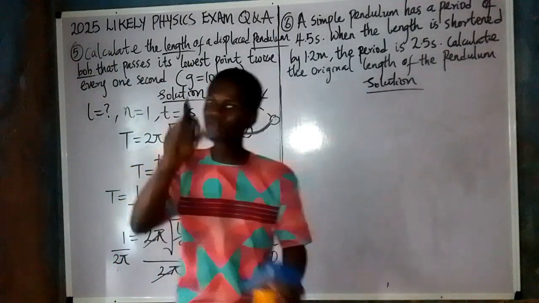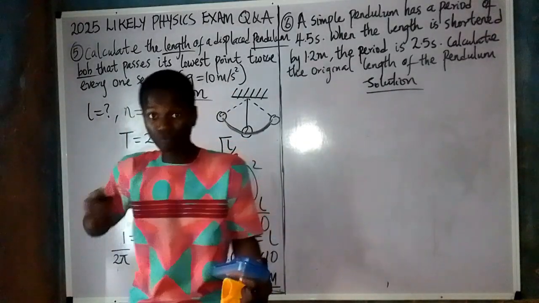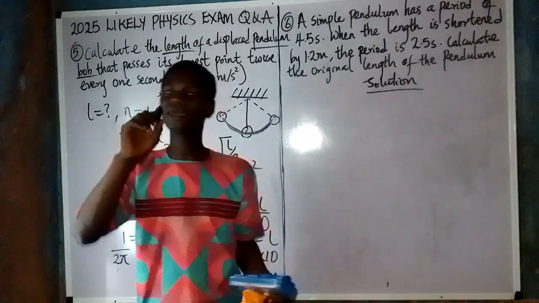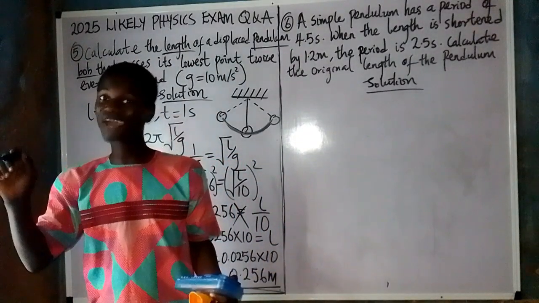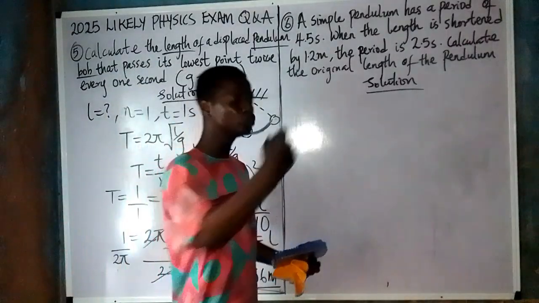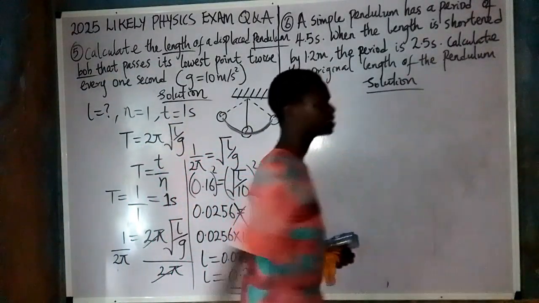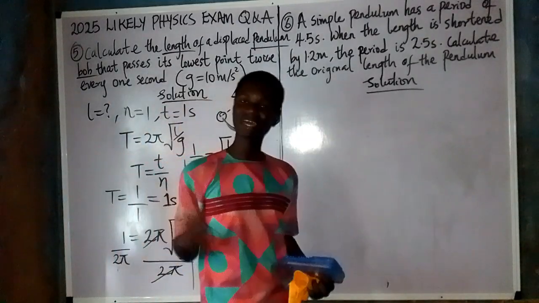Is it not? After you have removed 1.2, you have shortened it by 1.2. That means you have removed 1.2. The expression mathematically is now L minus 1.2 for the final length. Is it not? The new period will now be correspondingly 2.5 seconds. Now, what is the question? Determine or calculate the original length.